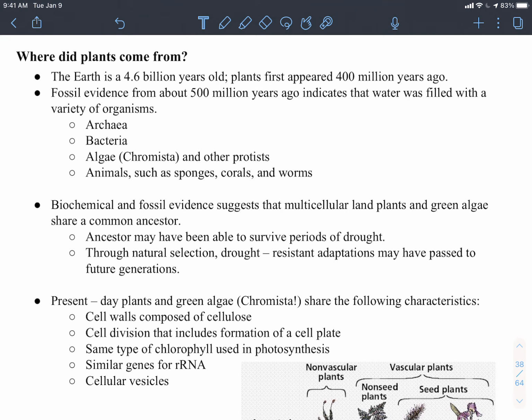Biochemical and fossil evidence suggests the multicellular land plants and green algae share a common ancestor. The ancestor may have been able to survive periods of drought, which is kind of a characteristic of plants compared to algae. Algae can't survive outside of water, with the exception of lichen, but plants can. So when we had some natural selection over different periods of drought, that resulted in these adaptations of plants.